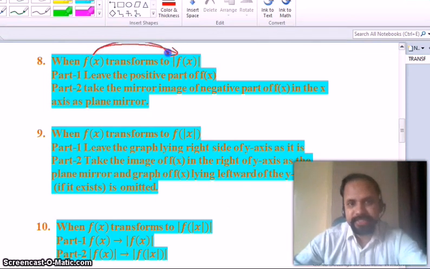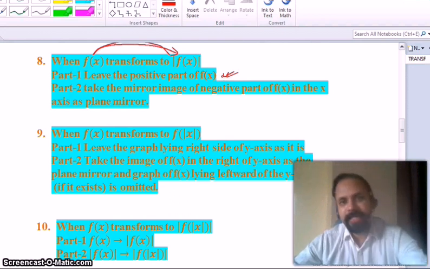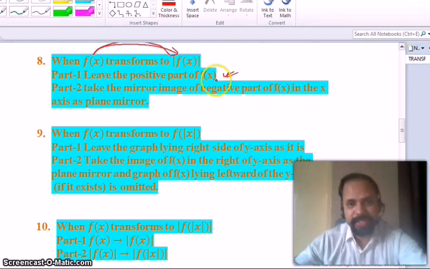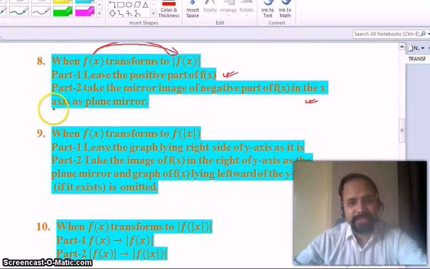Then f of x transforms to mod of f of x. This is also a very interesting trick. What we have to do, simple, first leave the positive part of f of x. When you draw the graph, simply leave the positive part. That means your right hand side must show leave the positive part, and then take the mirror image of the negative part with the x-axis as a plane mirror. Okay, let us see in the graph.